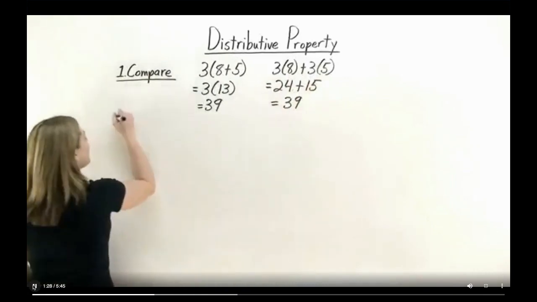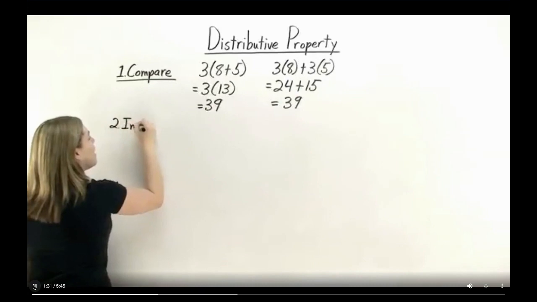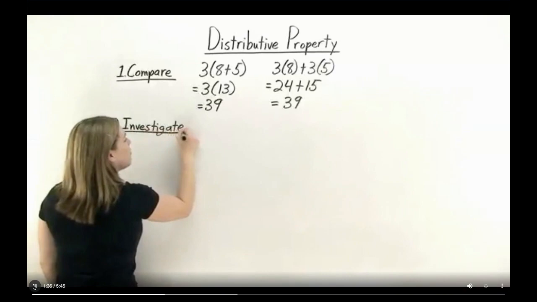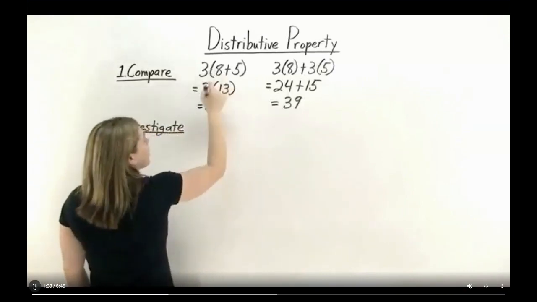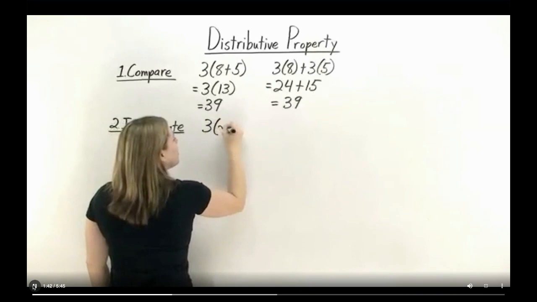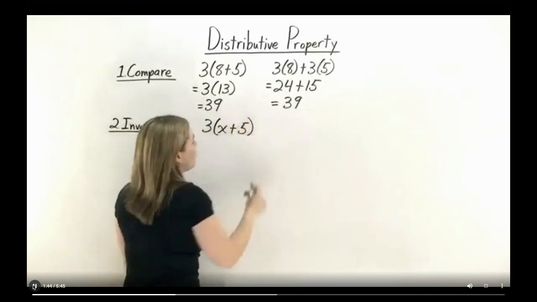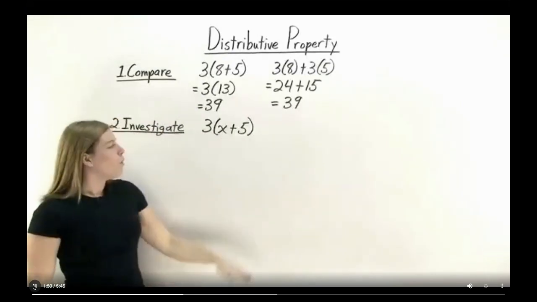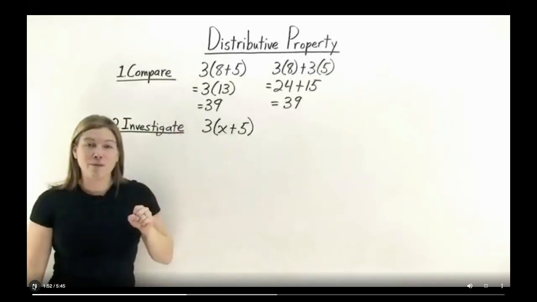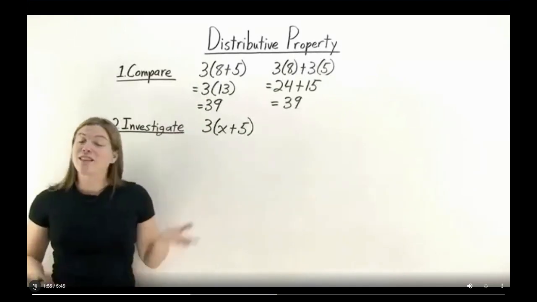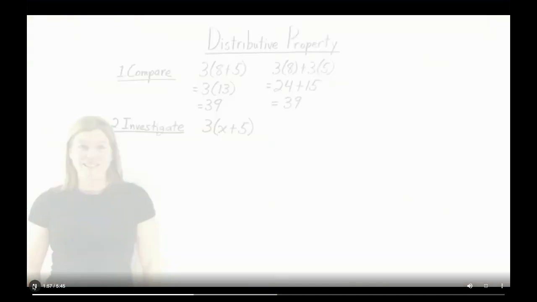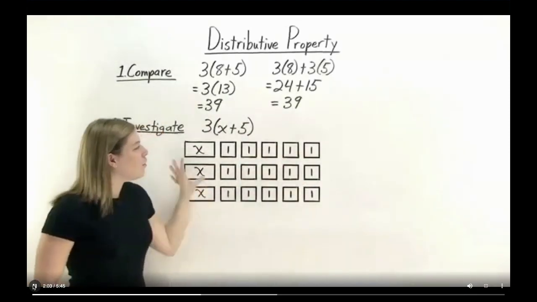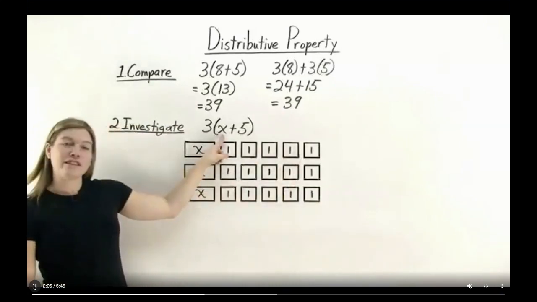Now, let's investigate what we've just found. Let's take a closer look at what's going on here, and to do that, let's bring in some variables. Let's rewrite this expression, except instead of that 8, let's put in an x. So now we have the expression 3 times the quantity x plus 5. Here, we're taking x plus 5 three times. To help us see this visually, let's draw this out with algebra tiles. Here we have x plus 5 written out 3 times with algebra tiles. So this is a visualization of this expression.